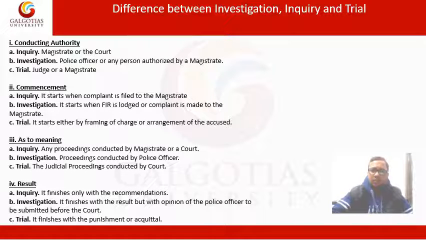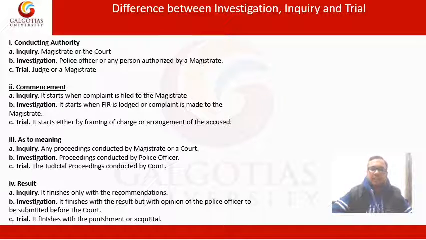Now coming to the difference. This is the most important aspect, because we will be dealing with the difference between inquiry, investigation and trial, all the aspects. Understand this with the video as well. The trial, by whom is it conducted? Normally it is conducted by a court. A trial is never conducted by a police officer, it is always conducted by a court. Secondly, it always ends in acquittal or conviction. So from this aspect, try to understand the difference between inquiry, investigation and trial.